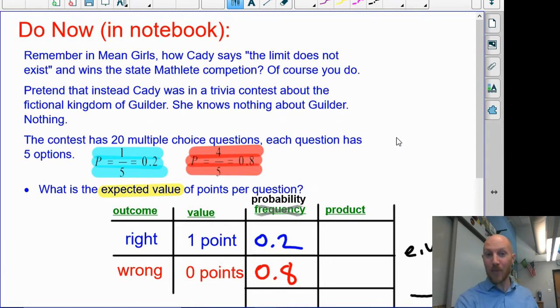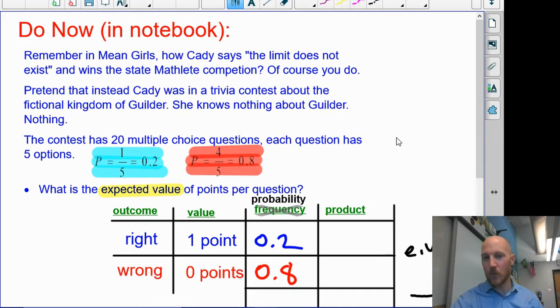Pretend that instead of math, Katie was in a trivia contest about the fictional kingdom of Gilder, where everything is totally made up, and she knows nothing about Gilder. Nothing. Contest has 20 multiple choice questions. Each question has 5 options.